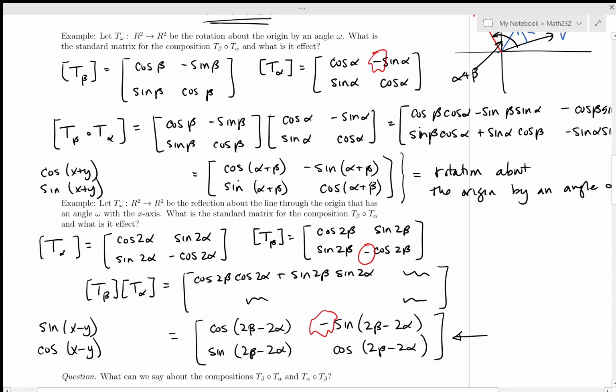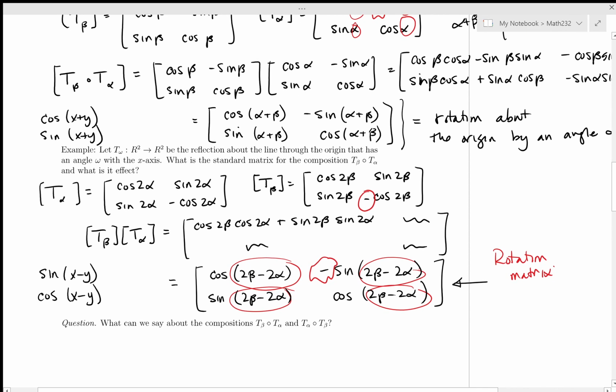So I'm looking at this and I'm realizing if I were to notice that I had alpha, alpha, alpha, alpha here, I would just think that I have the same thing here, here, here, and here, and then I have cos, minus sine, sine, cos. I have a rotation matrix. This is a rotation matrix. So that rotation is a rotation by 2 beta minus 2 alpha. Okay, so if I choose to do these 2 reflections and compose them, that is the same as doing a rotation by this angle here.